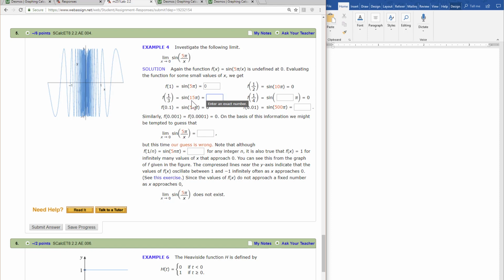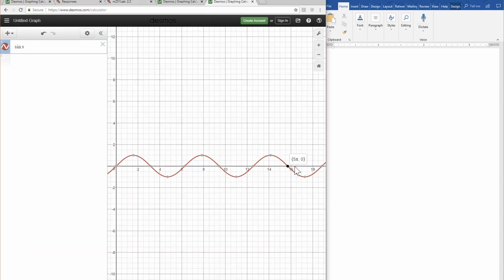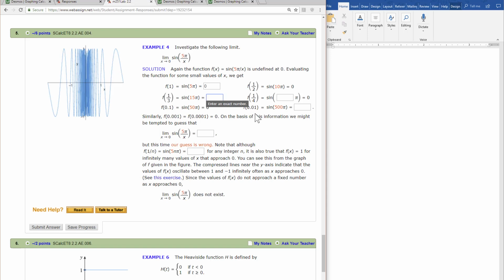If we take that graph and keep going to 15 pi, it looks like every time we have a multiple of pi, we're going to be at 0. So I think this is going to be 0 again. 50 pi is 0. 10 pi is 0. If we put 1/4 in here, we get 5 pi divided by 1/4. 5 pi divided by 1/4 is like saying 5 pi times 4, so that's 20 pi, and that's also 0. And it looks like 500 pi is also going to be 0.